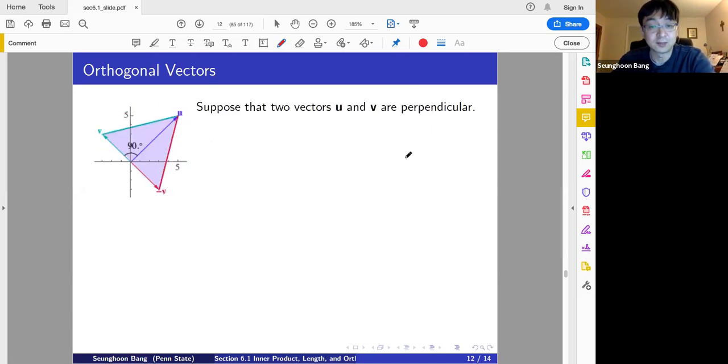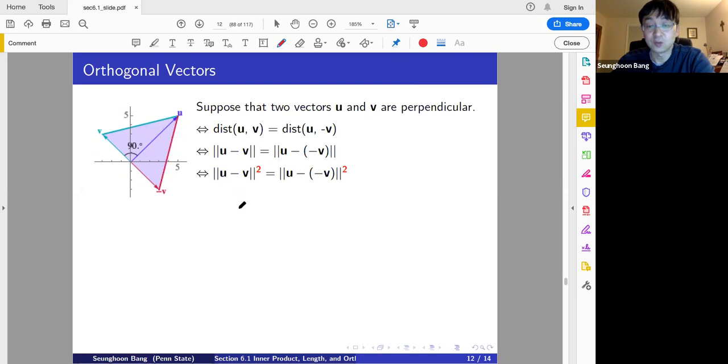Here, what's that? So we have the norm. The norm of u minus v is the distance between u and v. The distance between u and negative v is the norm of u plus v. So we take the square; the equality doesn't change. Equivalent to the following: u minus v dot u minus v equals u plus v dot u plus v.